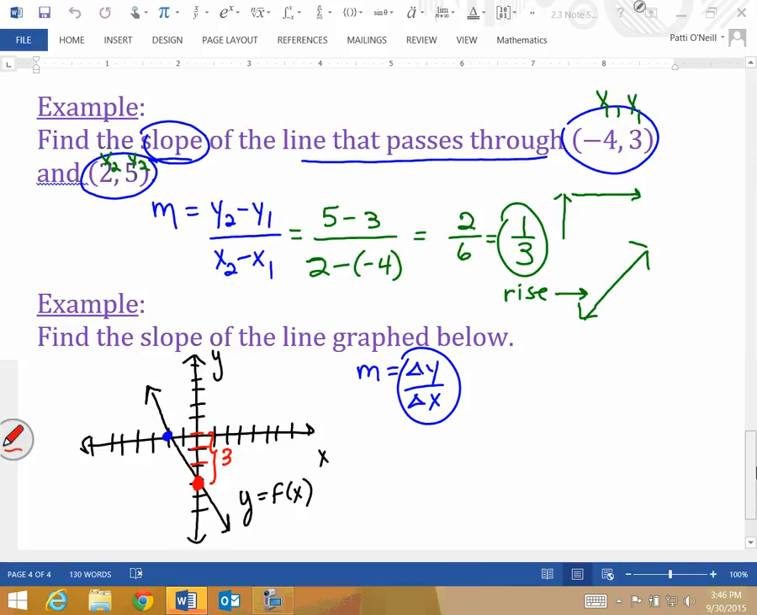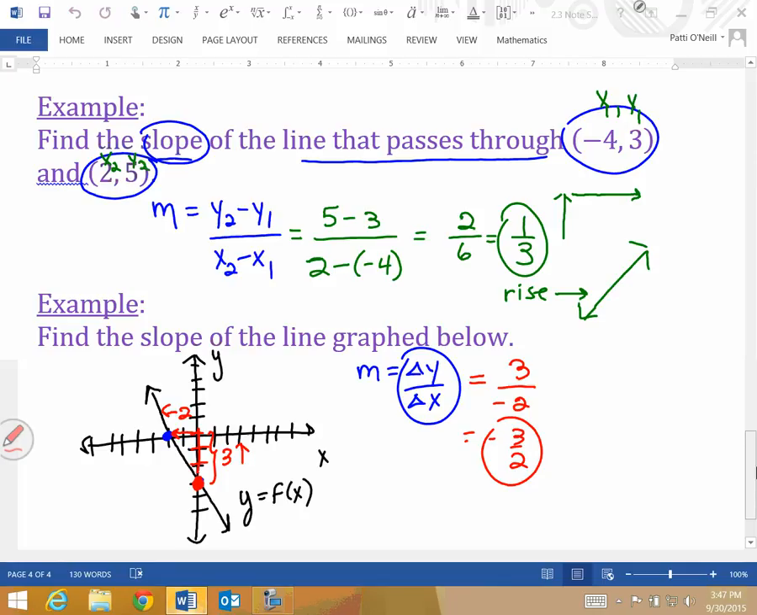And I'm going up 3, so it's positive. And then I have to go over, because it goes right here, to the left 2 in order to get to that other point. So the change in the y is 3 positive units, but the change in the x is 2 negative units between the points. So overall, my slope is -3/2.